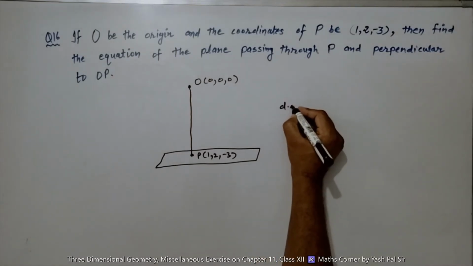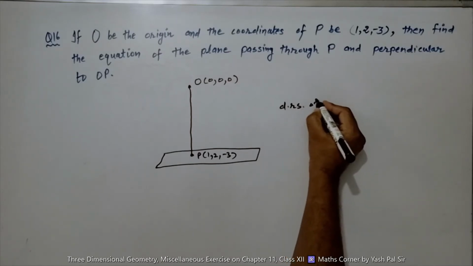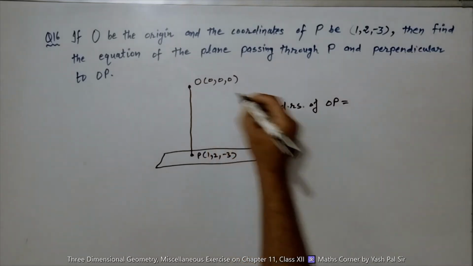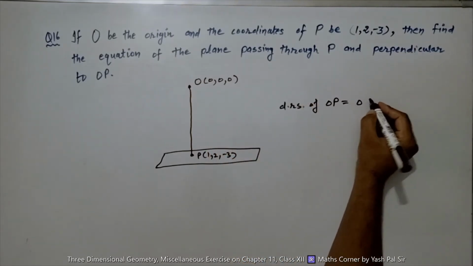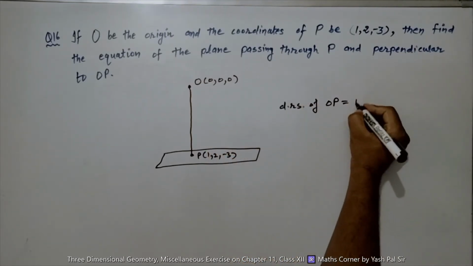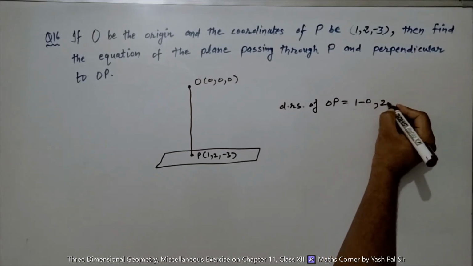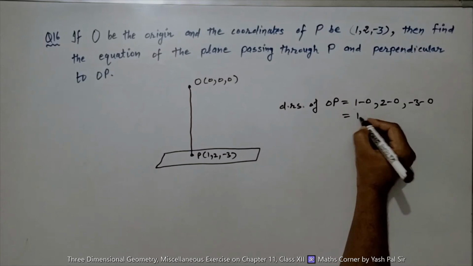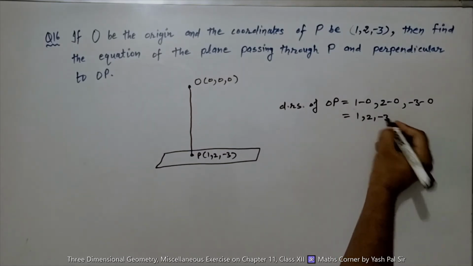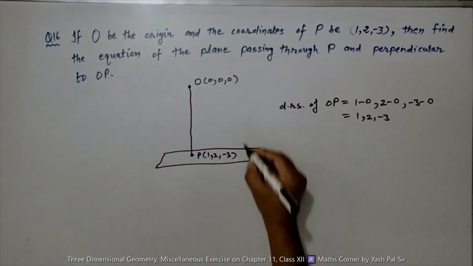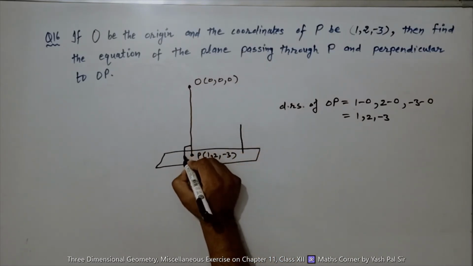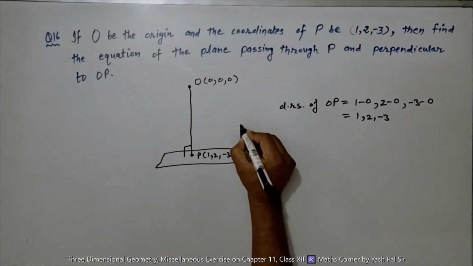Direction ratios of OP, they are 1 minus 0, 2 minus 0, minus 3 minus 0, equal to 1, 2, minus 3. Now what we know, because this is perpendicular, the normal is also perpendicular.